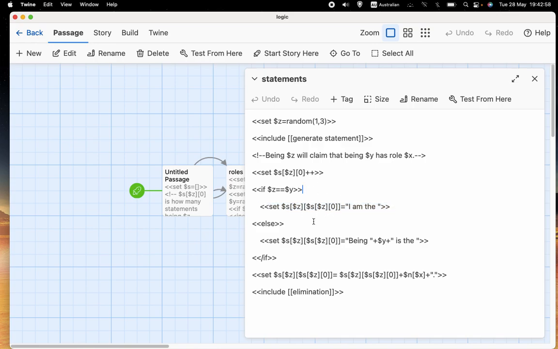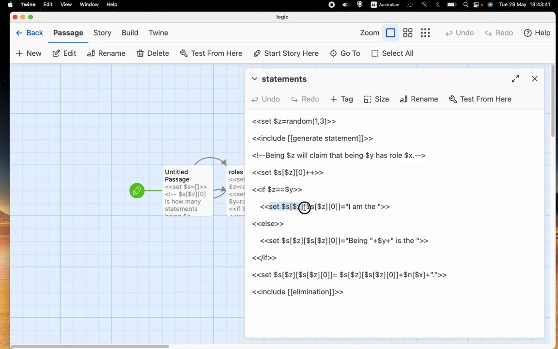find SZ0, which you'll see is that number in there, which is the number of statements, and then we go S square bracket Z n square bracket SZ0 n square bracket. So in other words, SZ, the number of statements that this being has made, because that's the current statement, that's the one that we're currently generating and filling in. So for example, the first time this is done, SZ0 will be 1, so SZ1 will be filled in, and then the next time that being makes a statement, if they do make a second statement, then SZ2 will be filled in, and so on.